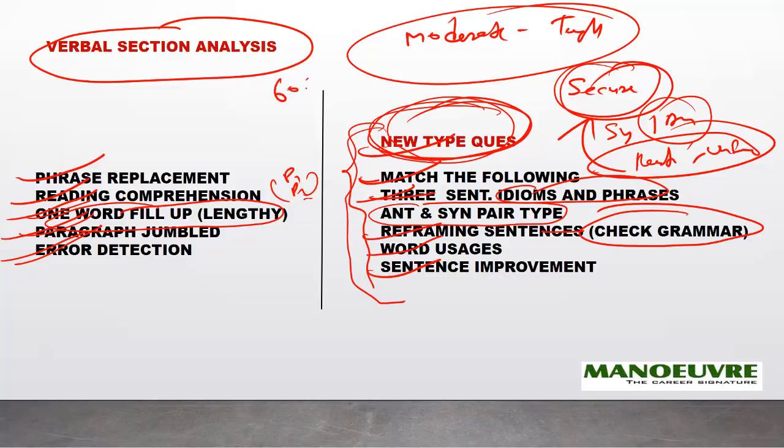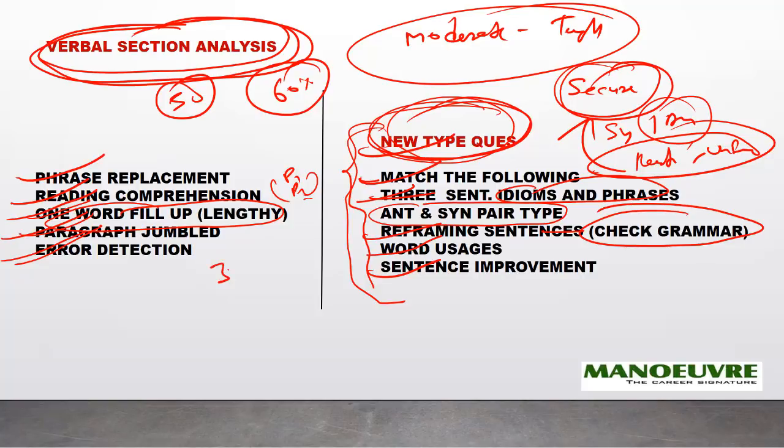So 60% of the verbal section was different from last year. Overall the verbal section was difficult in terms of understanding the question type and the length. Out of 50 marks, if your genuine attempt is around 30 to 35, it is a good attempt.